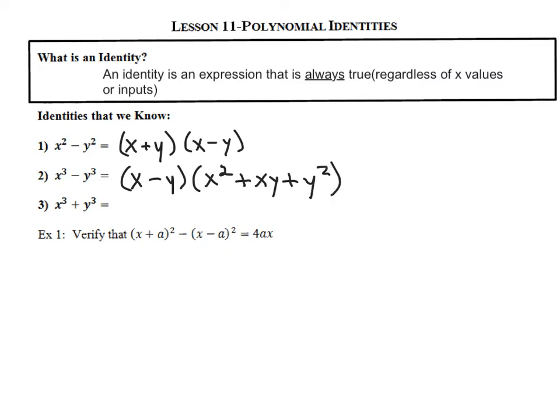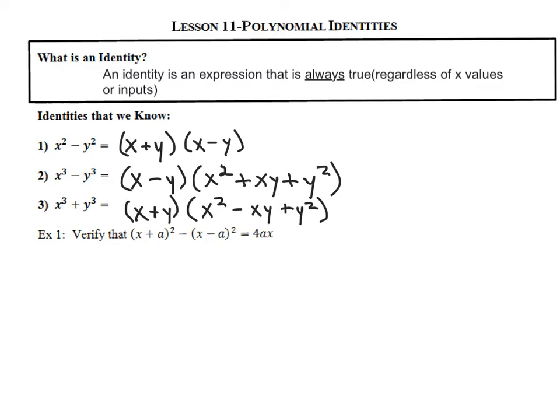So we learned this pattern back a few chapters ago when we were learning factoring of the difference of two cubes. The sum of two cubes is very similar. So x cubed plus y cubed is going to be x plus y times x squared minus xy plus y squared. So these three are examples of identities that no matter what values we substitute for x and y, the left side of the equation will match the right side of the equation. Always, always, always.